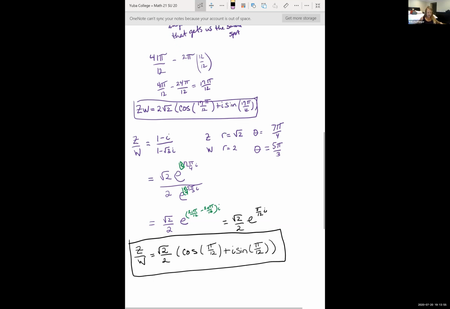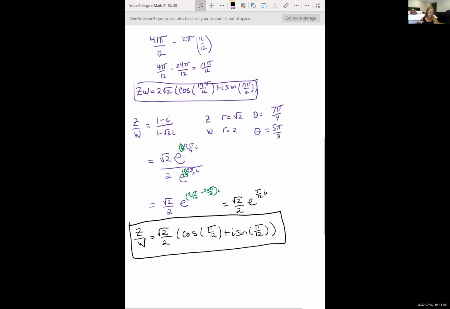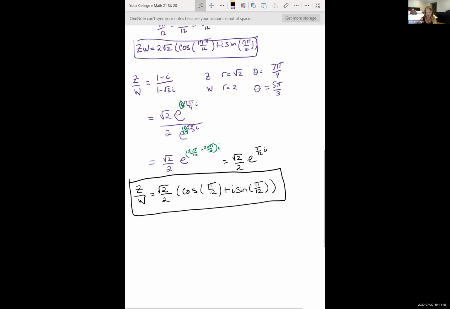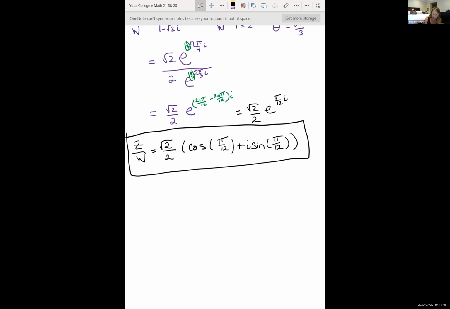Okay, so we get a theorem, de Moivre's theorem. De Moivre's theorem says that if you're going to raise something to a power, then we can use this kind of concept to get the following. So D-E and then capital M-O-I-V-R-E apostrophe s theorem.